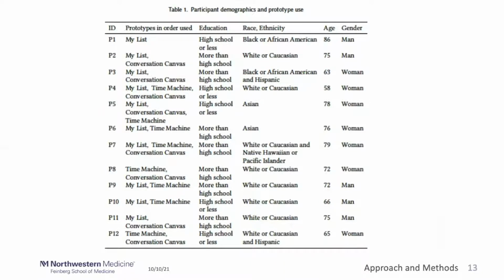This table shows demographics, and this is in the paper as well. The main point here is that we purposefully sampled to hear from a range of identities, including education level, gender identity, and ethnicity.